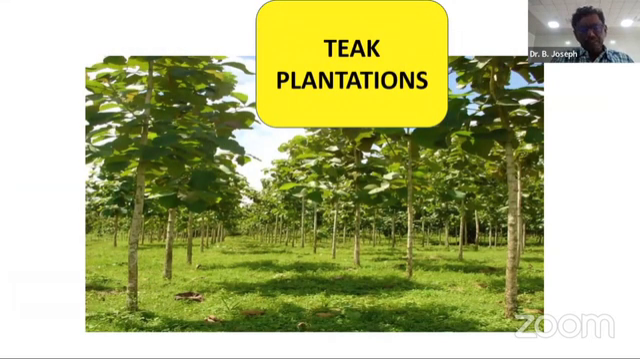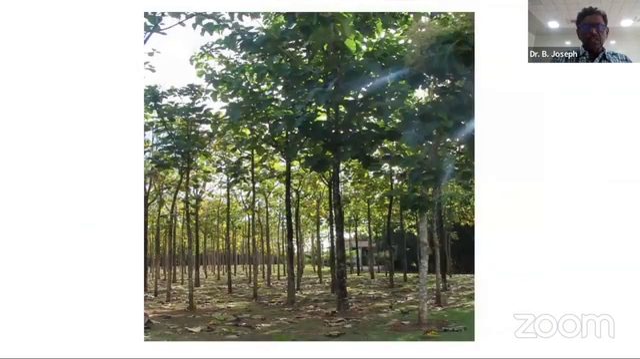We have to go for systematic block plantation. We have to maintain 2 by 2 meters spacing or 3 by 3 meters spacing. In 1 acre, if you go for 2 by 2 meters spacing, we can accommodate 1,000 teak plants. This is how block plantations of teak grow.